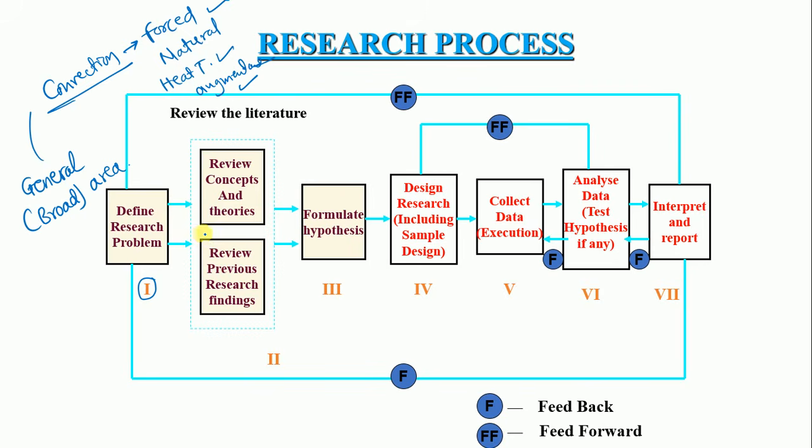After that, I am going to have a second step. And what is that second step? That is literature review. In the literature review, there are 2 types: review of concepts and theories, and review of previous research findings. Review of concepts and theories is a fundamental review. What is meant by fundamental review? It may be studying books, gaining basic knowledge regarding the area we have defined. And the other is the literature review proper, or studying research papers.